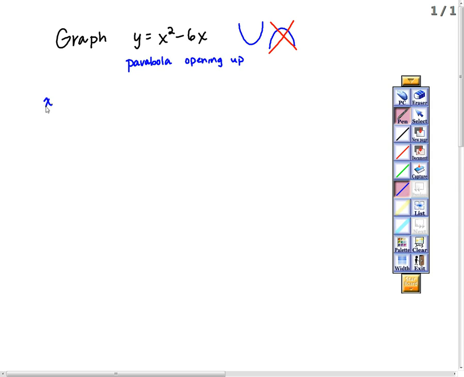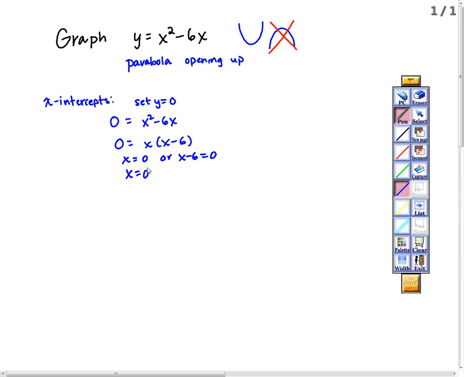Let's start with the x-intercepts. To find the x-intercepts, we set y equal to 0. So we get 0 equals x squared minus 6x. We're going to solve this equation. To do so, let's factor out an x. 0 equals x times (x minus 6). Then either x equals 0 or x minus 6 equals 0. So we have x equals 0 and x equals 6.